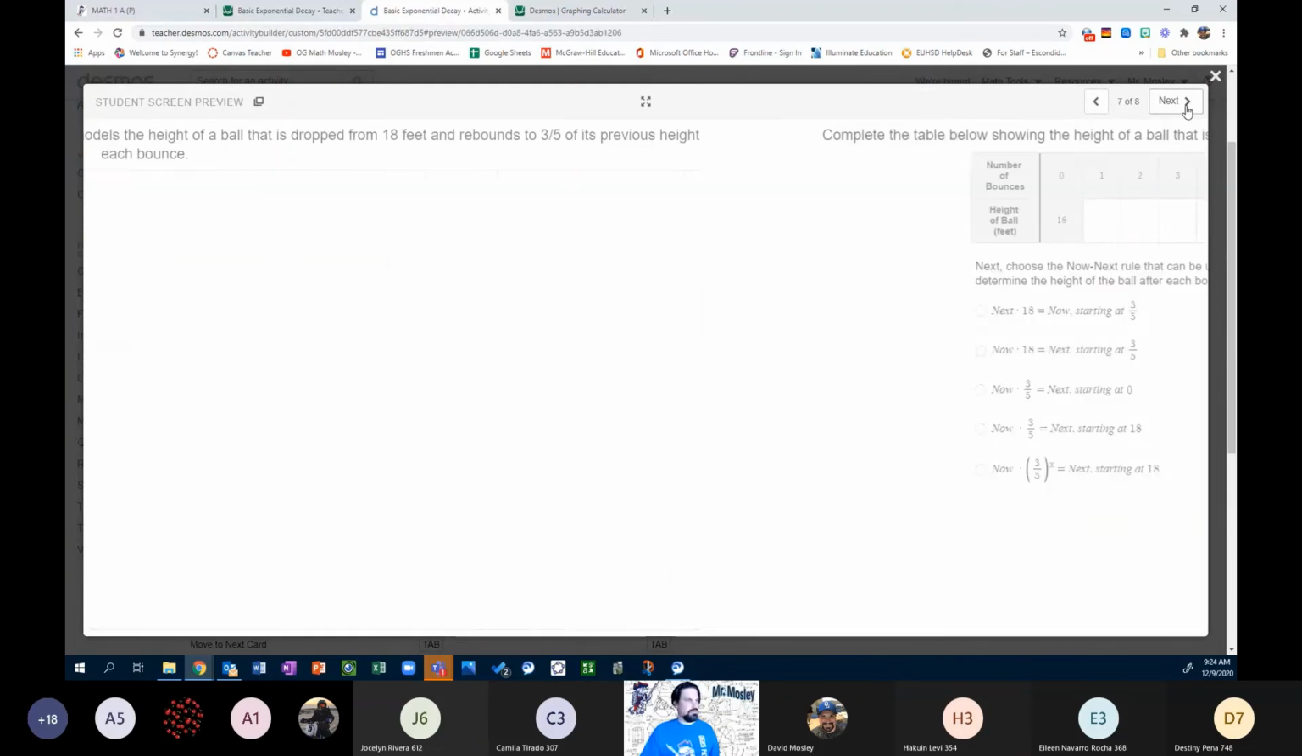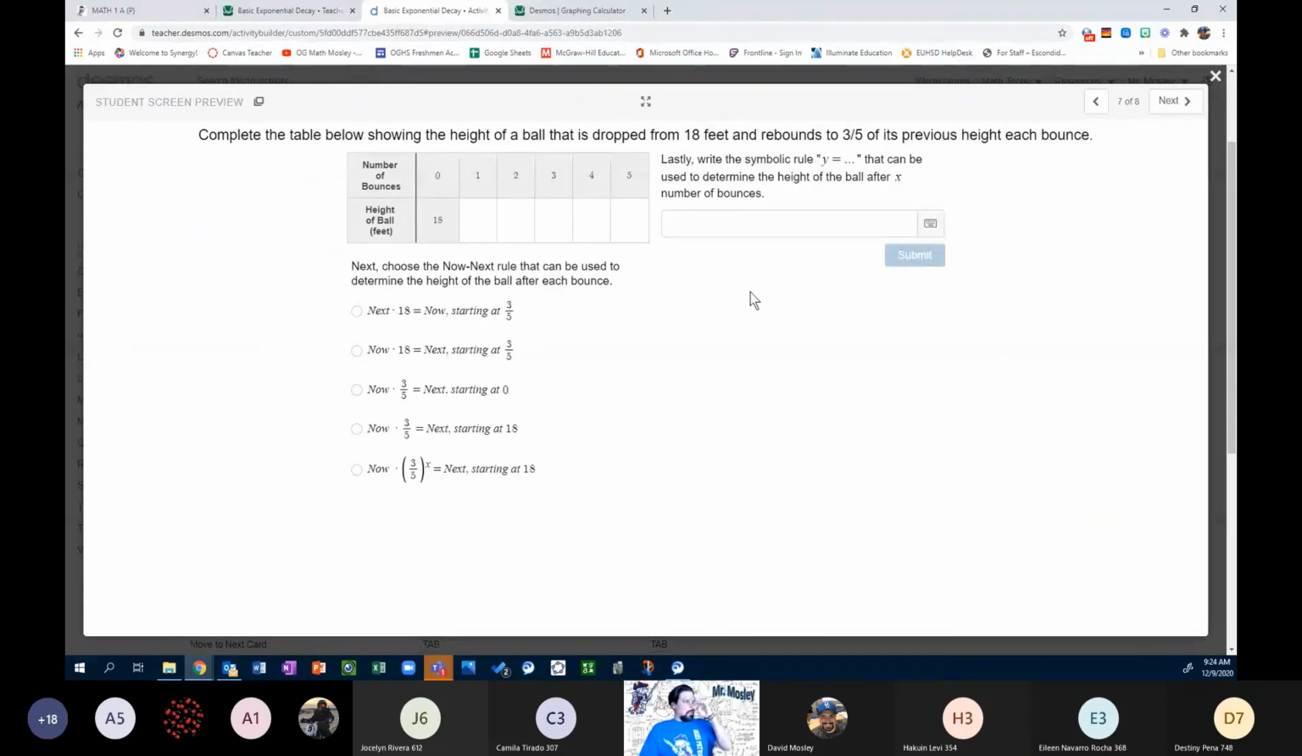Move to the next one. So on this one, same scenario, right? Ball being dropped from 18 feet, rebounds to 3/5 of its previous height each bounce. We're going to want to complete the table. You might need a calculator handy. Choose the now next rule that goes along with the scenario and write the y equals rule, which we just saw.